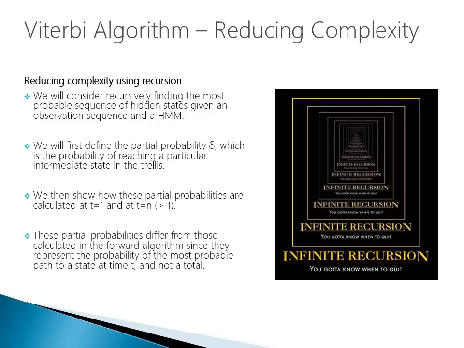These partial probabilities differ from those calculated in the forward algorithm, since they represent the probability of the most probable path to a state at time t and not a total. And that's a key difference when working with these algorithms.